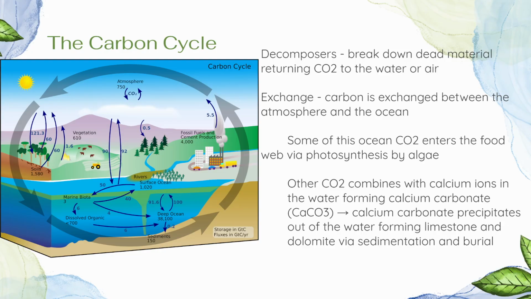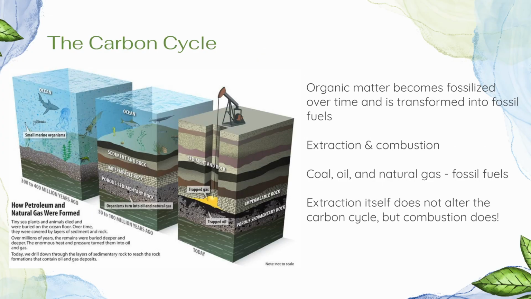Some of the CO2 in the ocean is used by algae for photosynthesis. Other CO2 combines with calcium ions to form calcium carbonate, CaCO3, which precipitates out of the water and forms limestone and dolomite through sedimentation and burial. Over millions of years, organic matter can become fossilized and turn into fossil fuels like coal, oil, and natural gas. The extraction of these fossil fuels doesn't alter the carbon cycle, but their combustion does.